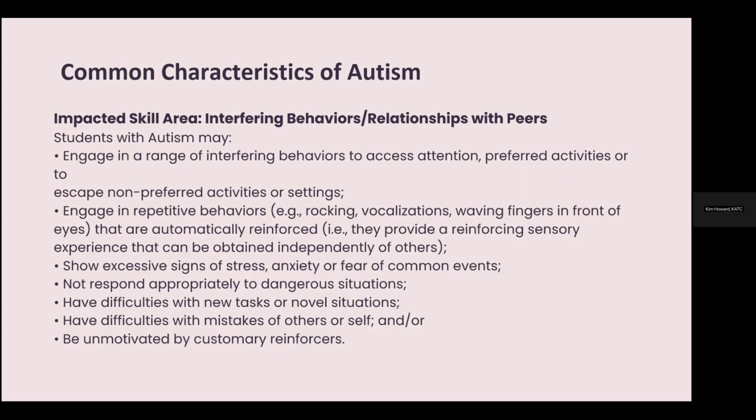And it's interfering behaviors. So they may have a range of interfering behaviors. Not every student who's going to qualify for autism will have difficult behaviors, but we do see a consistent pattern that many of our students that go on to have an autism diagnosis do have some behavioral issues related to their autism. So it could be things like engaging in repetitive behaviors, like rocking, finger flapping. It could be things that show a lot of stress and anxiety, right? Fear of common events.